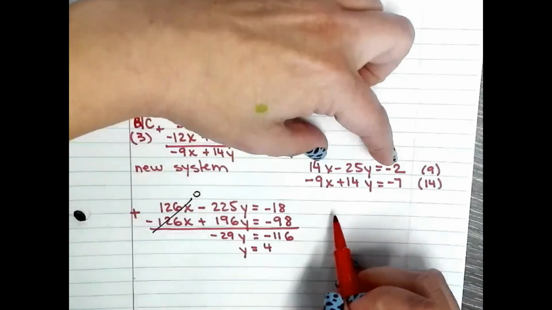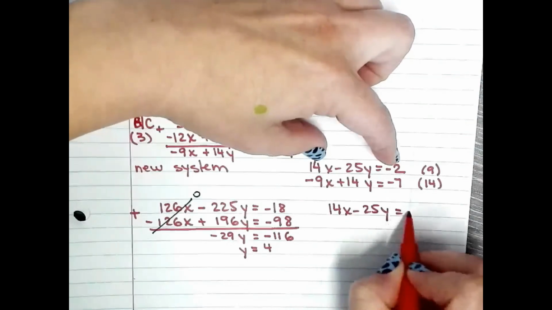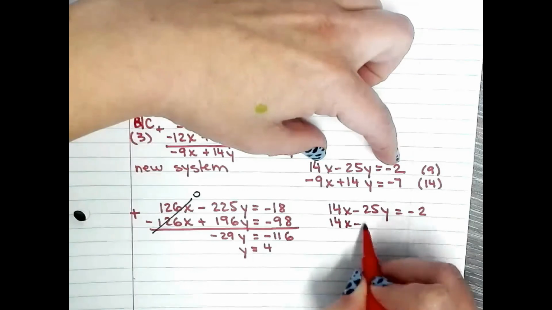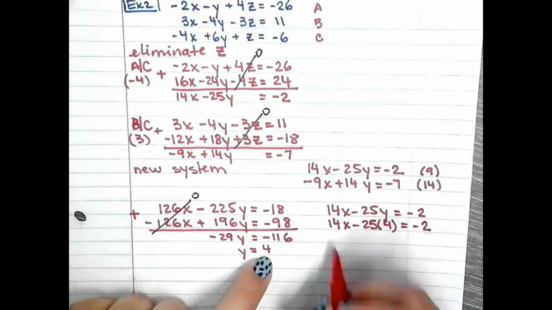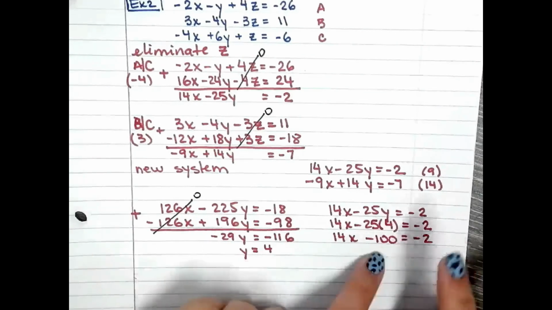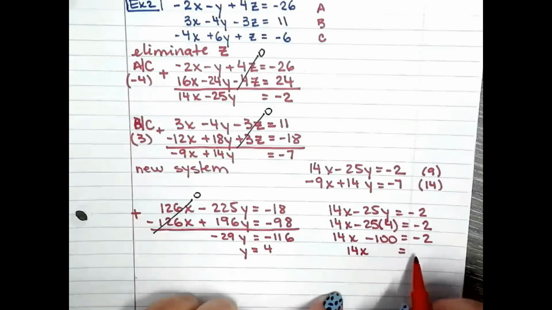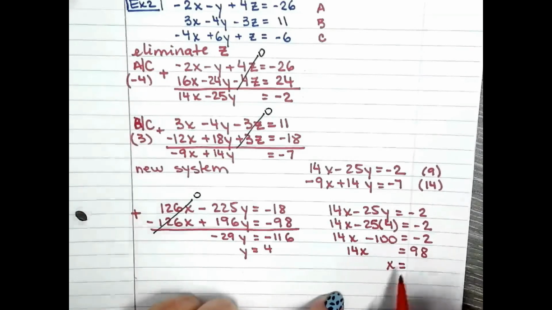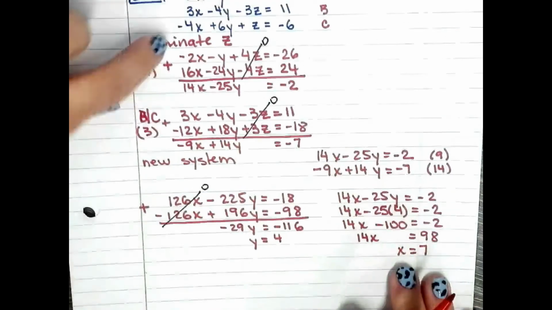I'm going to choose to plug that in on this equation right here. So 14x minus 25y, and I already know y equals 4 because it says right here. Add 100 to both sides. 98. 98 divided by 14. 7? Okay. All right, now I just need to find z.